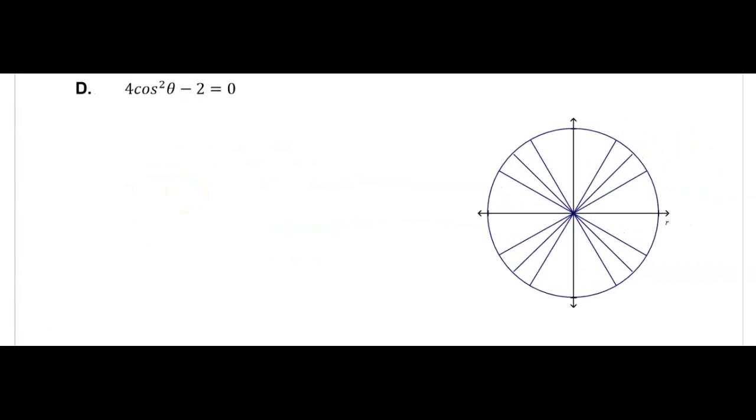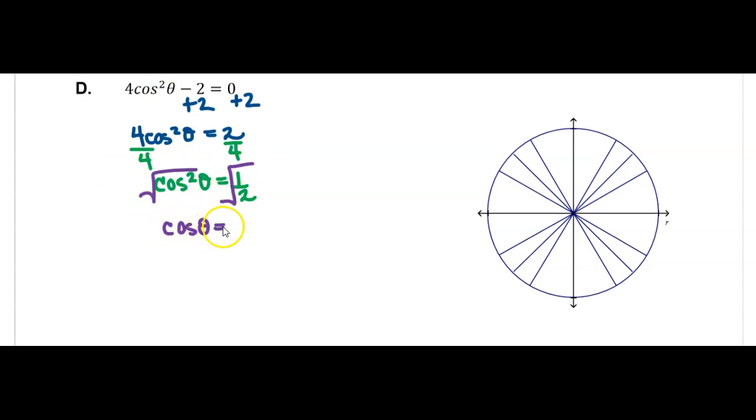Okay, so when we look at example D, we have 4 cosine squared theta minus 2 equals 0. So I'm going to solve this equation for cosine squared theta. I'm going to add 2 to both sides, divide by 4. And now, to get rid of our squared, we're going to do our inverse of square rooting.